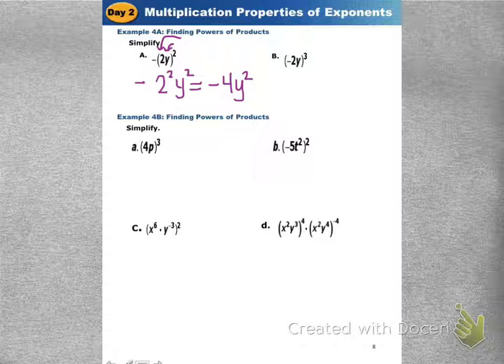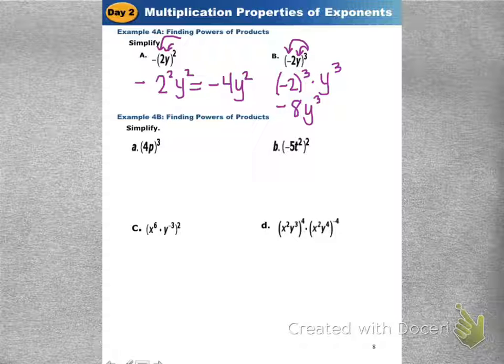Now with this one, notice that the negative is inside the parentheses. What that really means is what's being raised to the third power is both negative 2 and y. So this really means negative 2 cubed and y cubed. Negative 2 raised to the third power would be multiplying a negative 2 by itself 3 times. A negative times a negative times a negative would be a negative. So that's negative 8 y cubed.